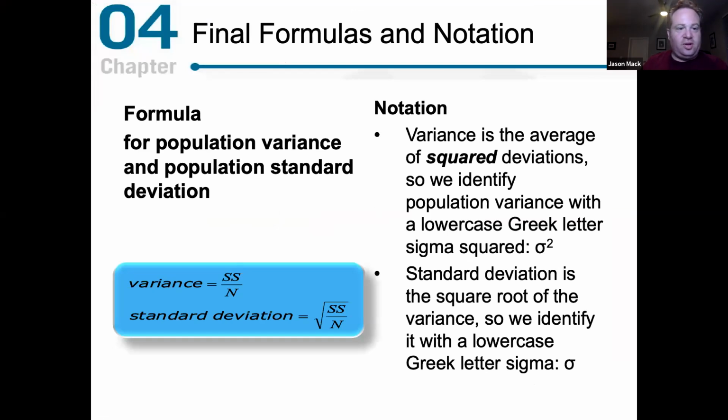Some final formulas and notation for population variance and population standard deviation, literally what I just said. Remember these formulas right here. That's a little bit easier. Variance is the average of the squared deviations. So we identify the population variance with the lowercase Greek letter sigma squared, like that. Standard deviation is the square root of the variance. So we identify it with the lowercase Greek letter sigma, like that, by itself.